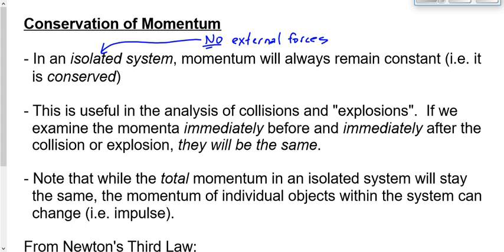We're just saying that if we analyze the total momentum of the system, then the momentum will remain the same. We can use what we're about to learn, the law of conservation of momentum, as a problem-solving method if we're looking at the system. But we can still use impulse to solve a problem if we're looking at an individual object within the system.